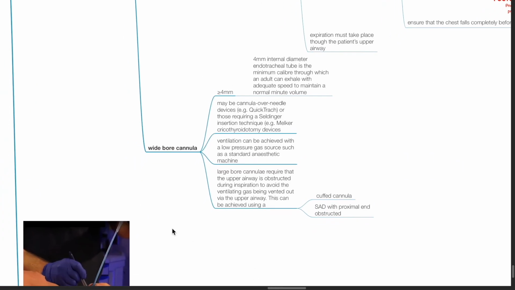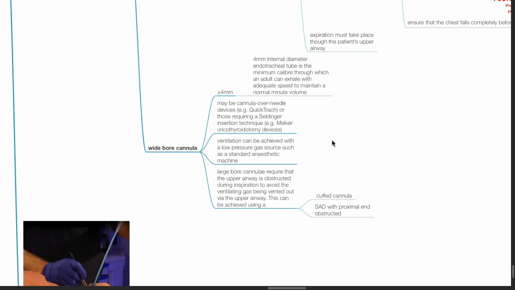Wide bore cannulae can be used in needle cricothyroidotomy. These are usually more than 4 mm in diameter. A 4 mm internal diameter endotracheal tube is the minimum caliber through which an adult can exhale with adequate speed to maintain a normal minute volume. Insertion of wide bore cannulae may be via cannula over needle technique, such as the Quicktrach device, or by using those requiring Seldinger insertion technique, such as the Melker cricothyroidotomy device.